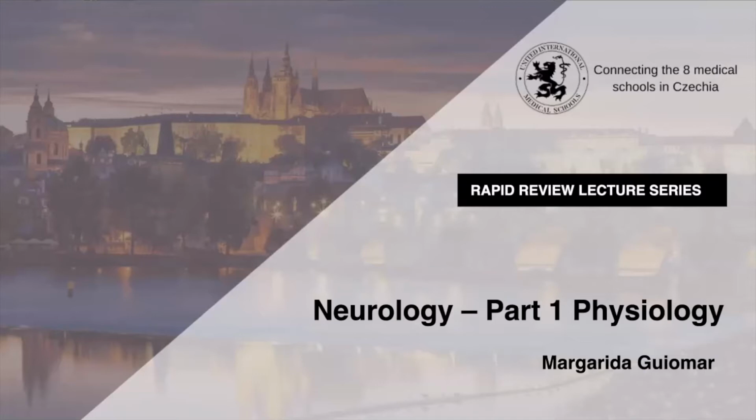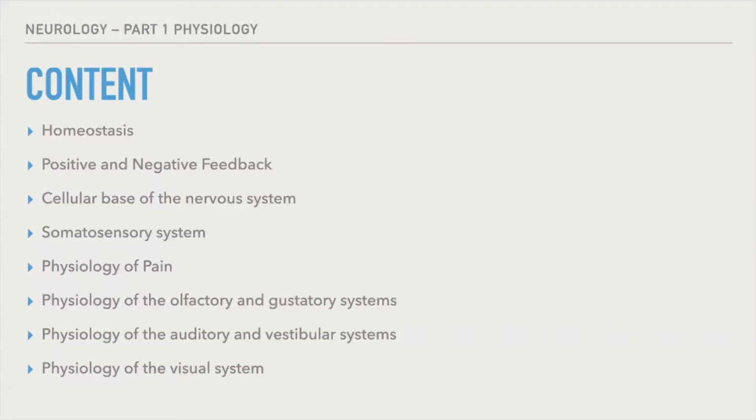Today I will talk to you about the physiology of the nervous system. In this lecture we will cover homeostasis, the positive and negative feedback, cellular base of the nervous system, somatosensory system, physiology of pain, physiology of the olfactory, gustatory, auditory, vestibular, and finally physiology of the visual system.